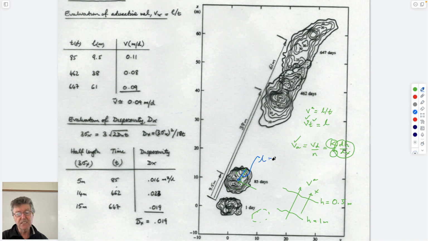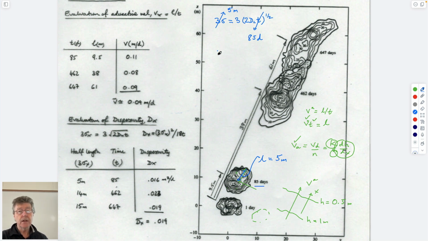What's this length? This length is equal to 5 meters. You know that 3 standard deviations is equal to 3 times the square root of 2 DL t. You know that 3 standard deviations is equal to 5 meters. You know that time is equal to 85 days for this. I think that's what it says.